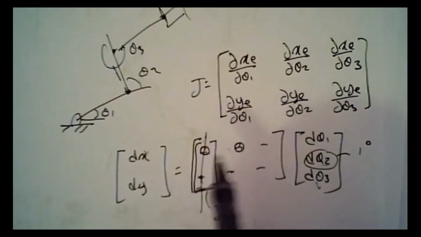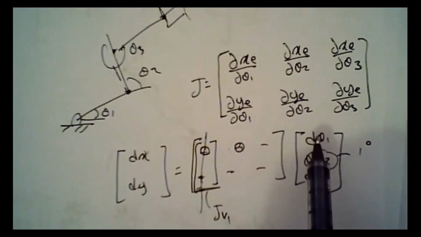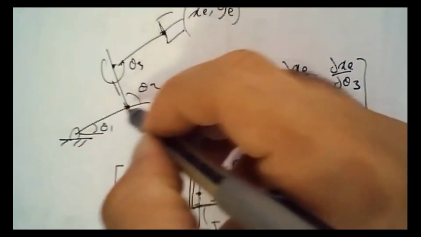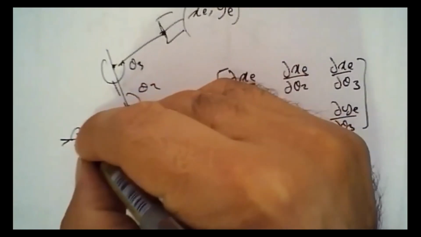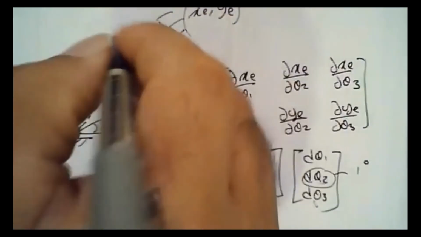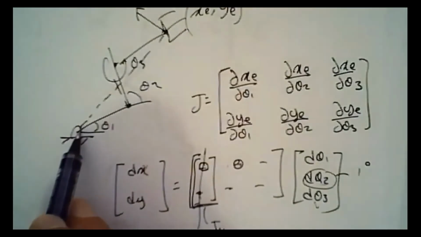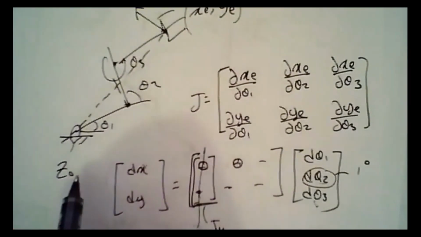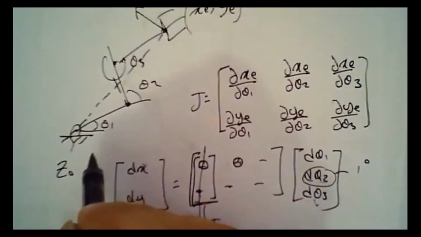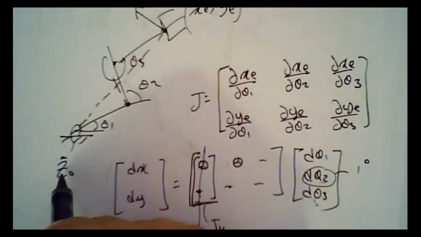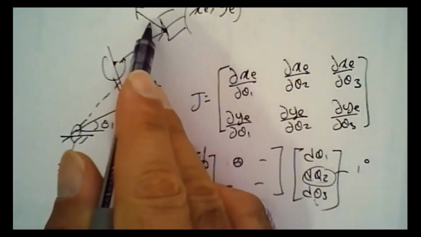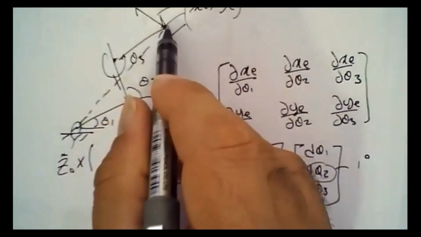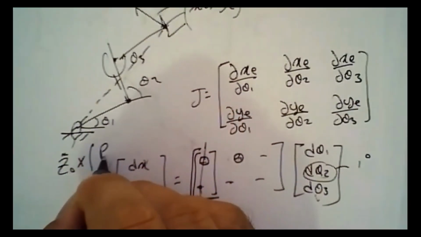So JV1 is the velocity of the end effector if you only move theta 1. If you only move theta 1, what would be the velocity of the end effector? You can think of this as a rigid body at this point, and you're only looking into the contribution of this joint. Well, I know that theta 1 is being stemmed by Z0, right? If you remember from dynamics, omega cross r will give me the velocity. So this is Z0 cross the position of the end effector with respect to the base frame.